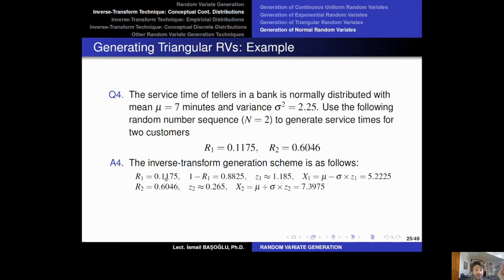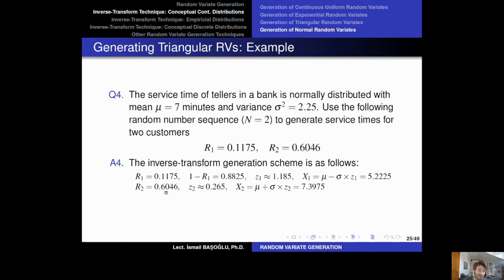You see, when the random number is less than 0.5, we generate a random variate which is less than the mean. If the random number is greater than 0.5, then the generated random variate will be greater than the mean. This is how you can check your results. If the random number is less than 0.5, then the random variate would be less than the mean. And if it is greater than 0.5, it should be greater than the mean.